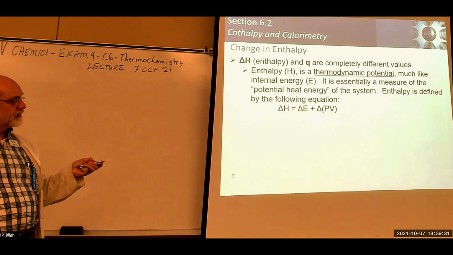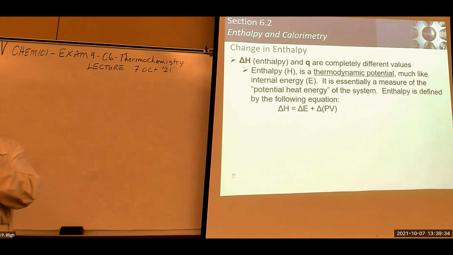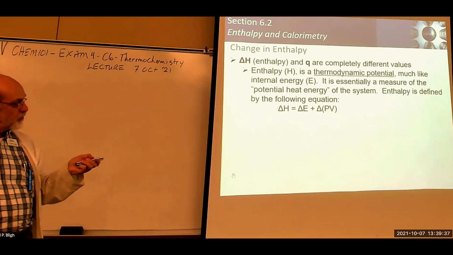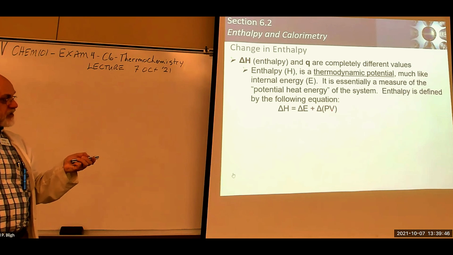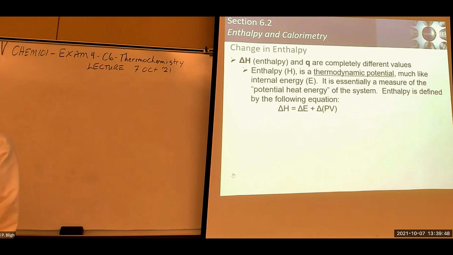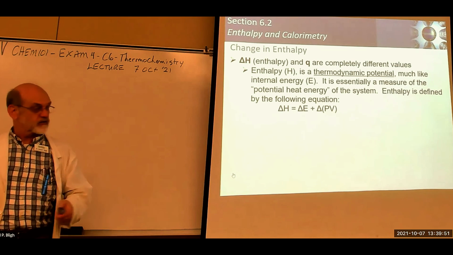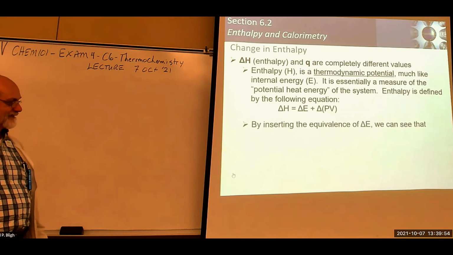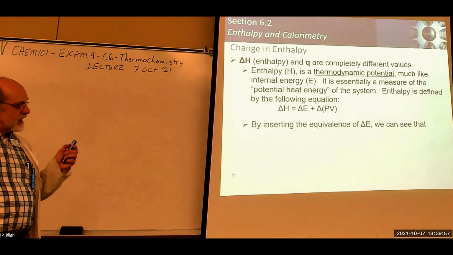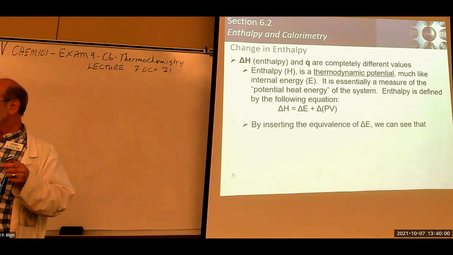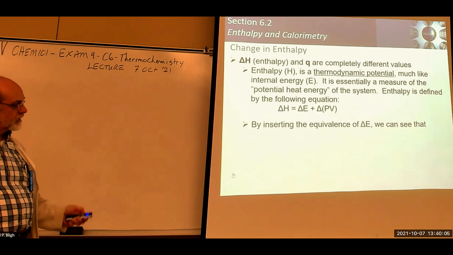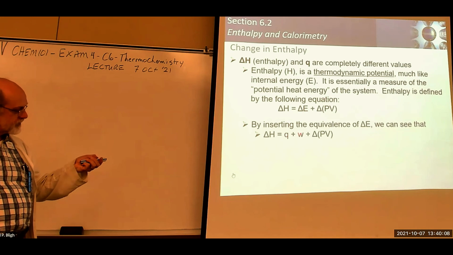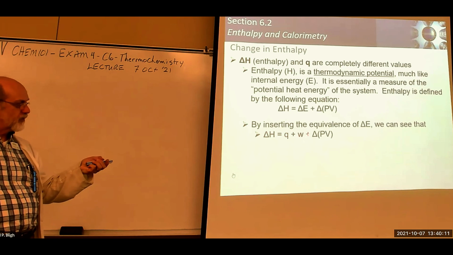A change in enthalpy is equal to the change in internal energy plus any changes in pressure times volume. And here you have this term, change in P times V. Like I said before, pressure and volume could change at the same time, right? So we know that delta E is Q plus W. So if we substitute delta E in here for Q plus W, then we have delta H equals Q plus W plus delta PV.